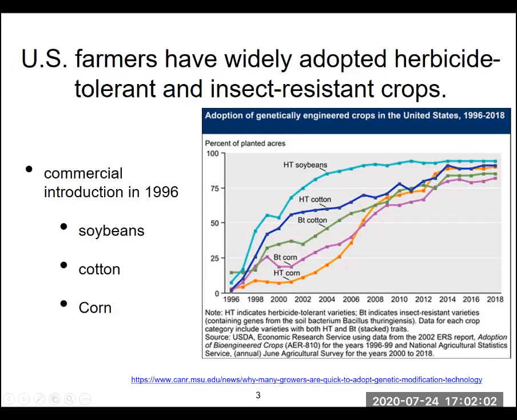You can see that commercial introduction started about 1996, and a very small percentage of the acres planted within the United States had these genetically modified plants to start out with. But now in 2018, the most recent data that I can find, between 80 and maybe 90% of the acres planted with soybeans or cotton are going to be these genetically modified organisms. So within a period of roughly 20 years, we've gone from very few genetically modified plants in productivity to a majority of plants in productivity being these genetically modified food crops.